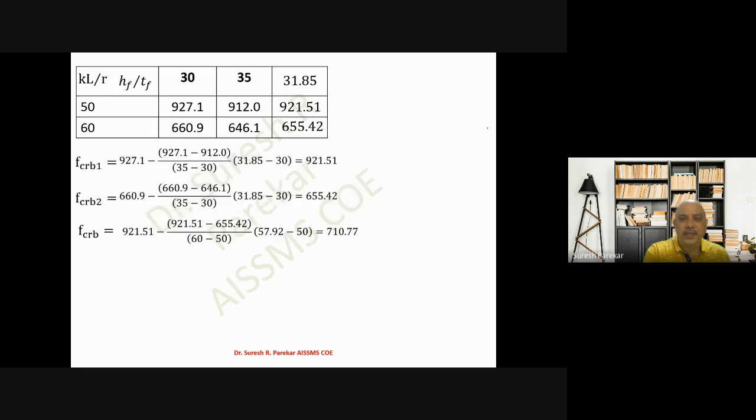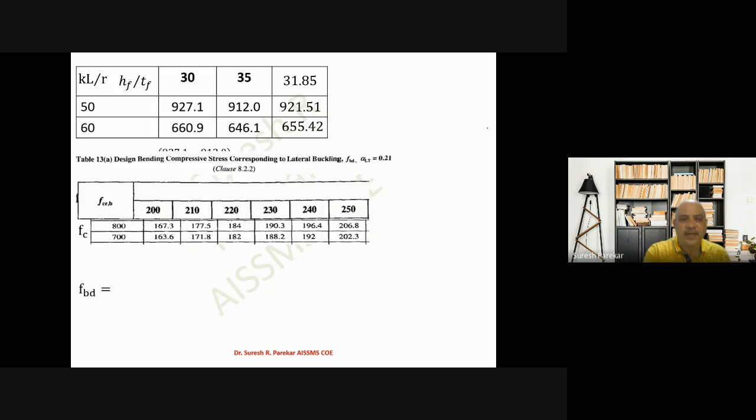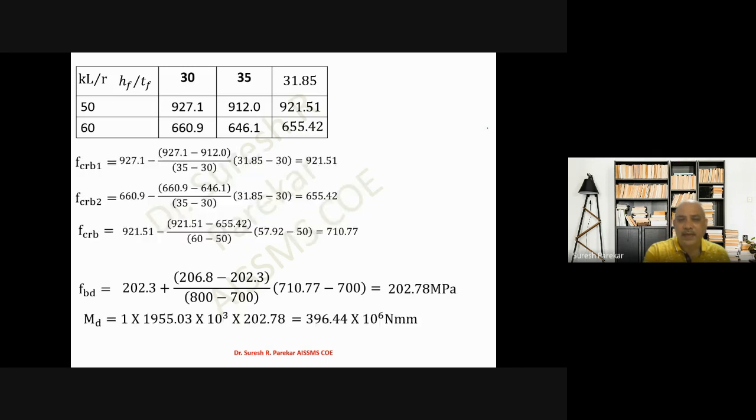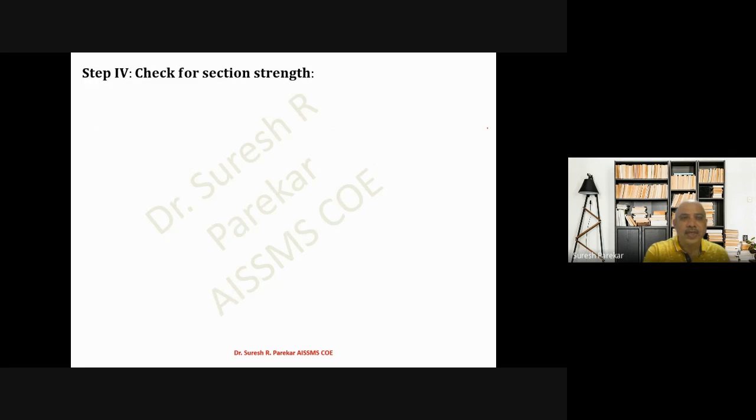Then we will calculate the value of FBD. For FCRB of 710.77, we get the value of FBD equal to 202.78. Then we calculate MD from this, where beta B is 1, that is ZPZ into FBD, and we get 396.44 kilonewton meter. And then we will check it for strength.